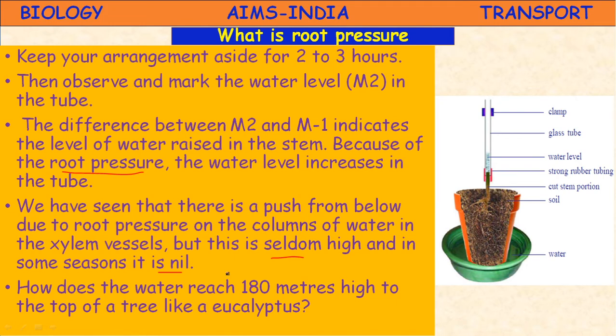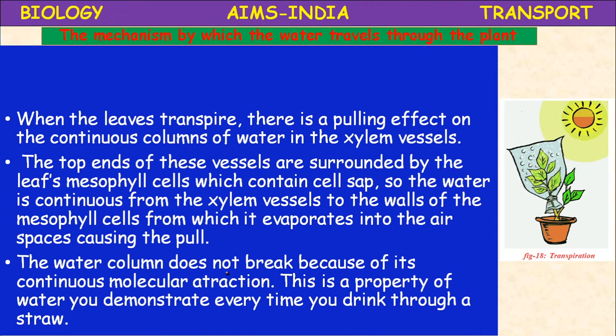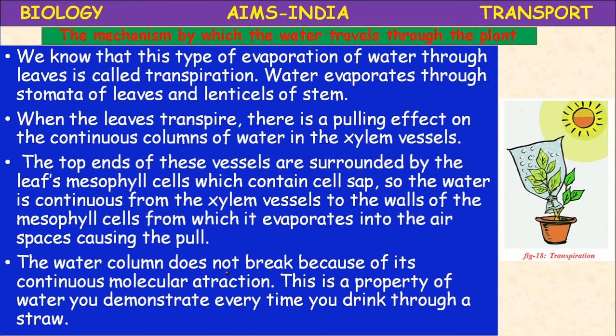Okay, so this means root pressure is a small force. In herbs and small grass plants, the root pressure is sufficient to transport the water and minerals from the roots to the upper parts of the plant. But in certain very tall trees, this root pressure is not sufficient. So what are the other forces which help? The mechanism by which the water travels through the plant.